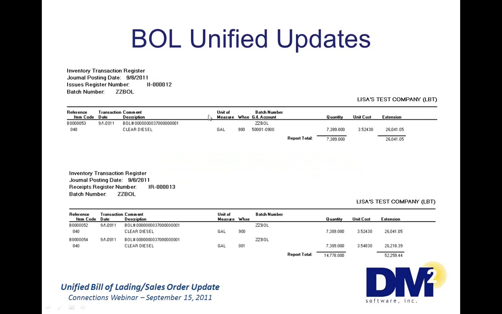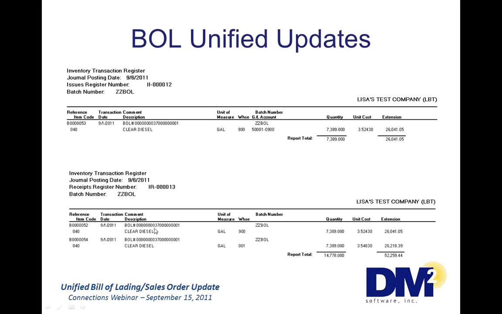Here, the top report is the issue register. The bottom report is the receipts register. It apparently prints them in alphabetical order according to the type of register. But actually the first transaction that hits inventory is this first IR transaction. It is going into my truck warehouse 900. You can see what product it is.